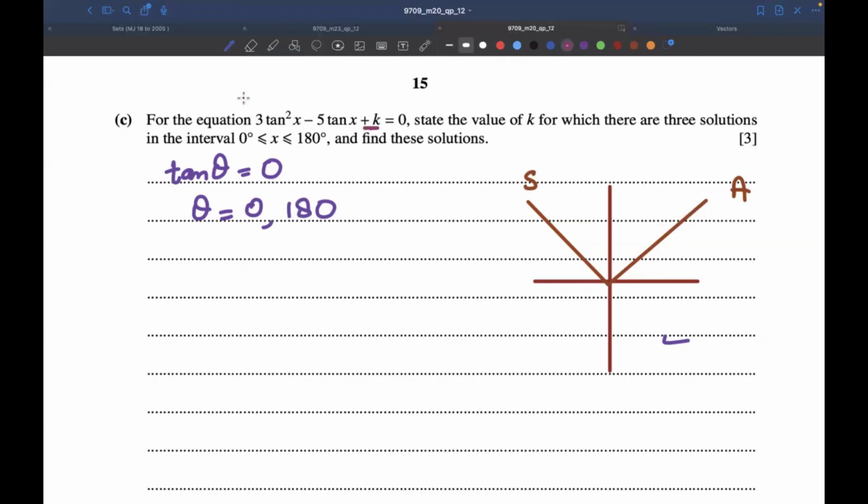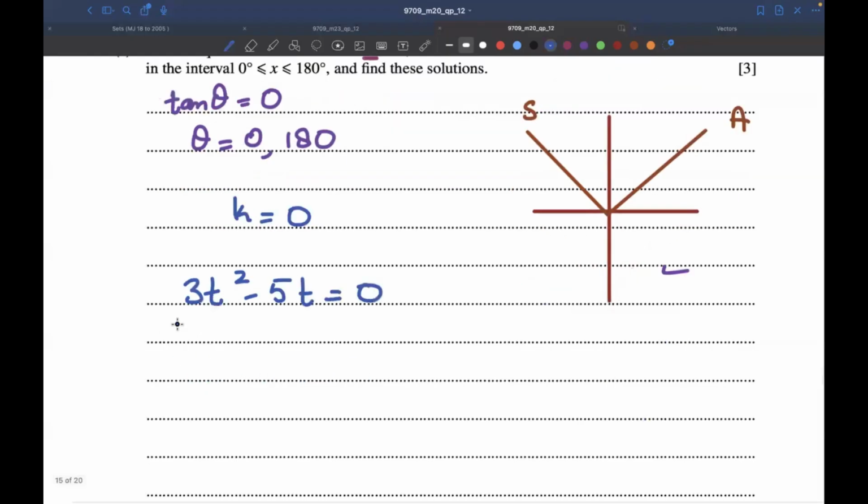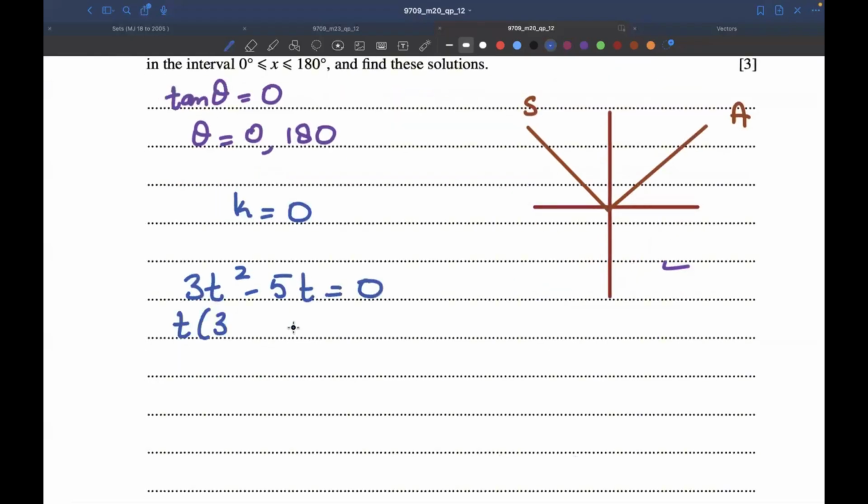in this quadratic form, let's say if you have a quadratic form over here, if this thing is equals to 0, we'll get ax square minus bx is equals to 0. When we take x common, we get x times ax minus b, and this x becomes equals to 0. So in this case, the value of k that will give us three solutions will be 0. We will get 3 tan square minus 5 tan equals to 0, as now k is 0. Taking tan common, we get tan times 3 tan minus 5 equals to 0.